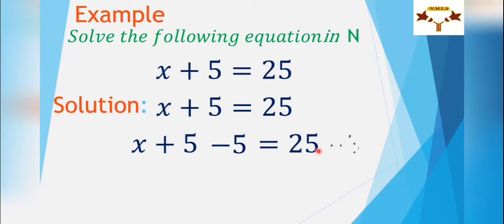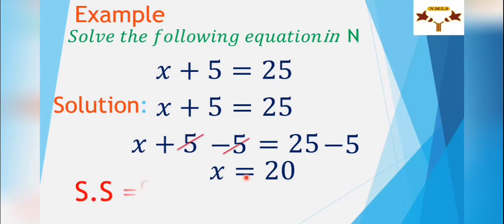So I will subtract 5 from this side, and to keep the equality of the equation, I have to subtract 5 from this side too. So I have to subtract 5 from here and subtract 5 from here. Why subtract 5? To cancel these 5s, because 5 minus 5 equals 0. So the 5 will cancel with this 5. Now I have x equals 25 minus 5 equals 20. And the solution set equals 20.